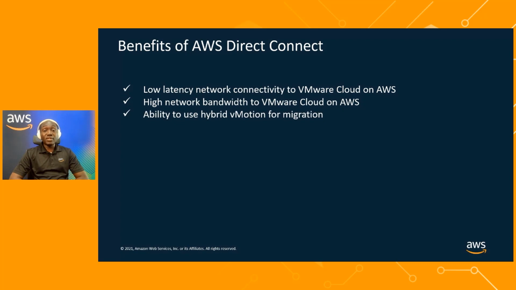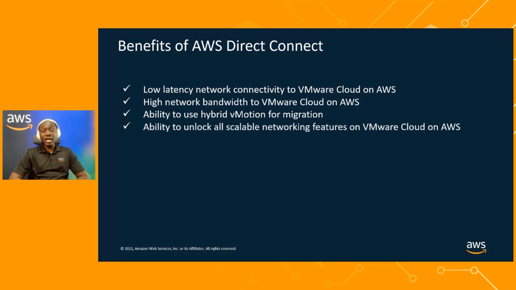You can also have the ability to do hybrid vMotion. Today, for customers who run VMware on premises, you do vMotion from host to host between your clusters or within your clusters. But Direct Connect will give you the ability to do a vMotion from your on-premises to the cloud in a live fashion. Direct Connect helps you to fulfill the latency requirements for that.